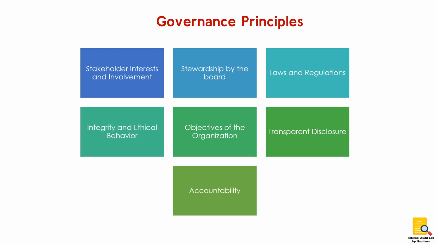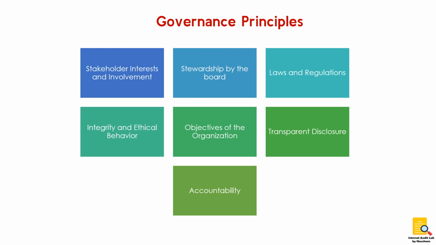Secondly, the stewardship by the board. Effective governance requires an independent and objective board of directors with sufficient expertise and authority to oversee the organization and its management. Thirdly, laws and regulations. Laws and regulations contribute to governance by enforcing certain requirements and prohibiting certain actions. Sound and well-developed laws and regulations protect people who have invested in the organization or who are affected by its operations. For example, it includes maximum work hours, minimum wages, anti-discrimination, consumer protection, etc.